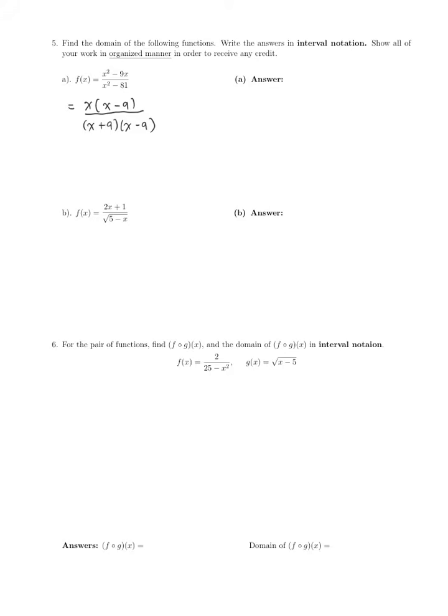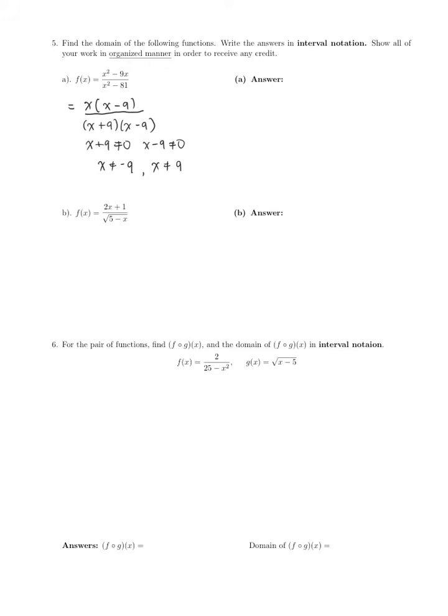So first, that means what then? The bottom cannot be 0. So x plus 9 cannot be 0. Or x minus 9 cannot be 0. So that means what? X cannot equal negative 9. And x cannot equal 9.